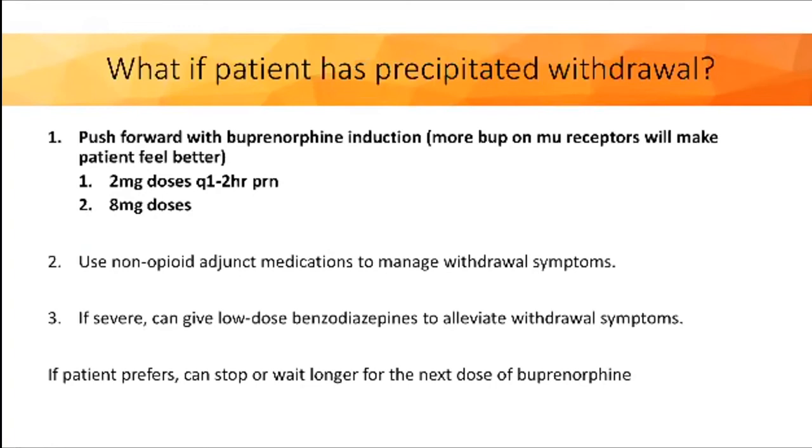If they take a couple more doses, you can start with 2 milligrams every hour, or sometimes giving an 8 milligram. If it's really severe, just giving them an 8 milligram will usually resolve the precipitated withdrawal symptoms. If you find that they're still having a lot of anxiety, palpitations, you can give some of those non-opioid adjuncts that we discussed before. Again, if severe, low-dose benzodiazepines can be helpful to manage some of the anxiety and fear of going into withdrawal.